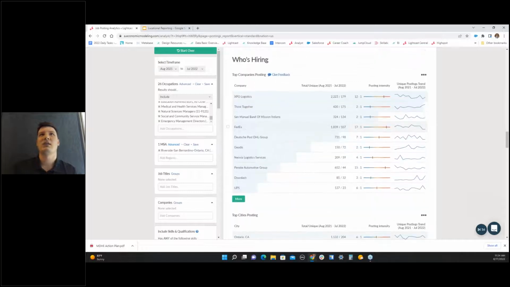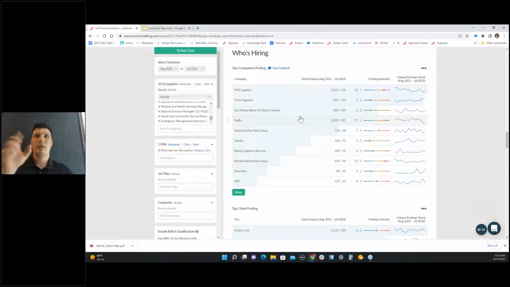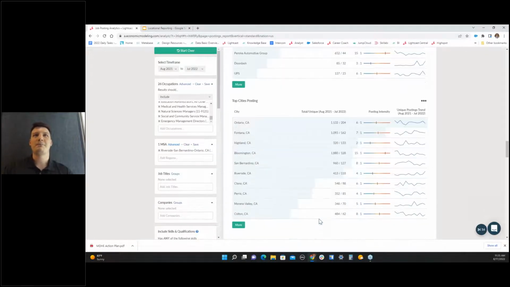Postings versus hires. Then looking at who's hiring. So XPO Logistics, posting at an intensity of 12-to-1. FedEx posting at an intensity of 17-to-1. Penske, 15-to-1. Even though they're not posting many, they have 44 actual job postings out there. That's pretty unique, telling us that for every one job posting they have, they're putting it out in 12 different places, or they're putting it out a number of times within our scraping time frame. So keeping companies in mind, we can add the companies to our filter and find out what exactly they are looking for to inform our program development.